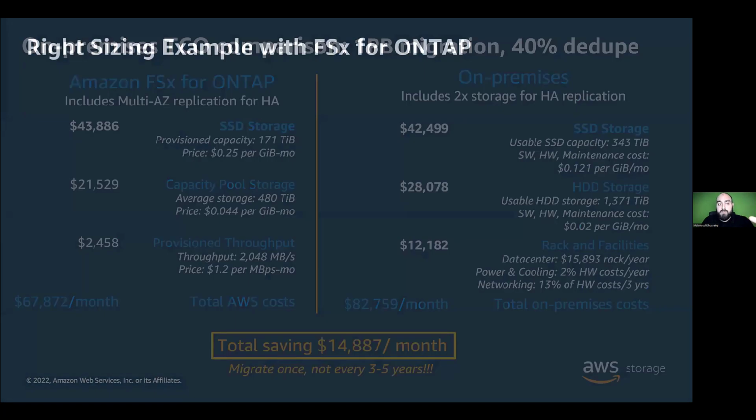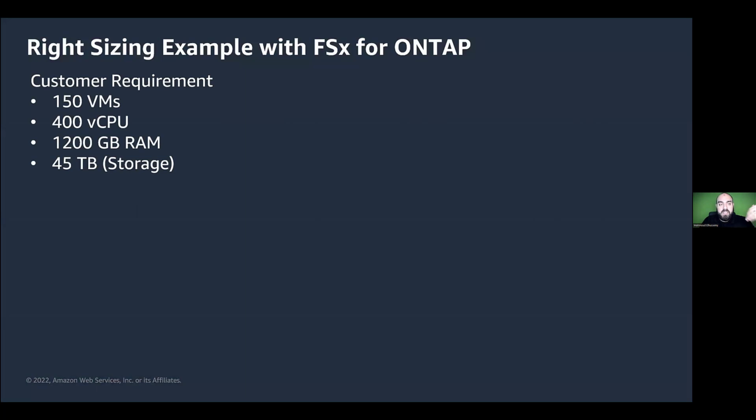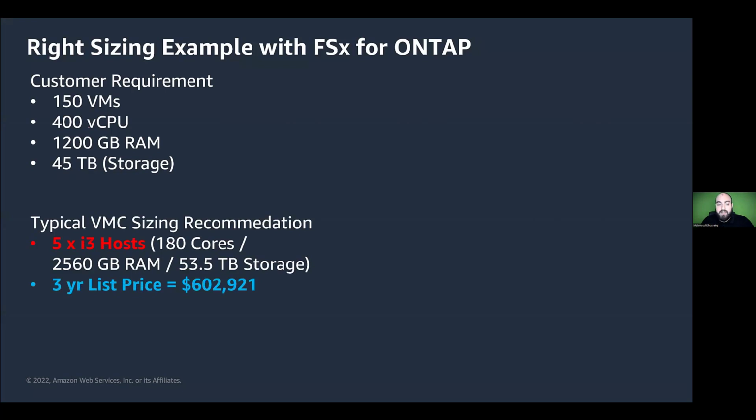Another realistic example that we have is a customer with 150 virtual machines. Storage is around 45 terabytes. Now, if you go to the VMware calculator and try to run VMware on AWS, the system will tell you you need 5 i3 hosts. And this is the expected cost for 3 years to accommodate this requirement.